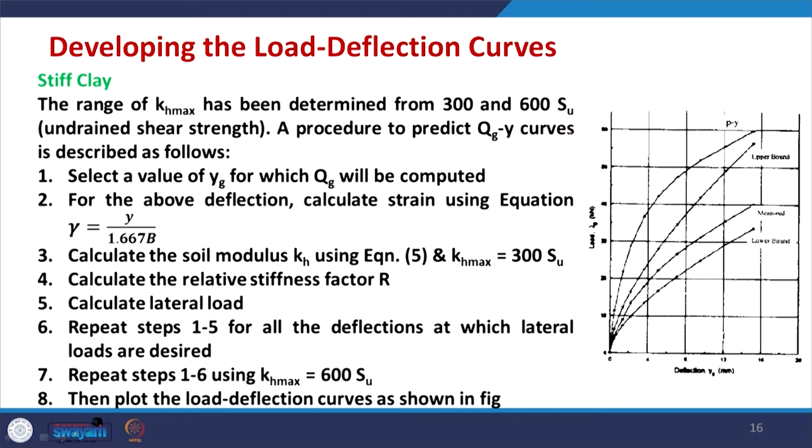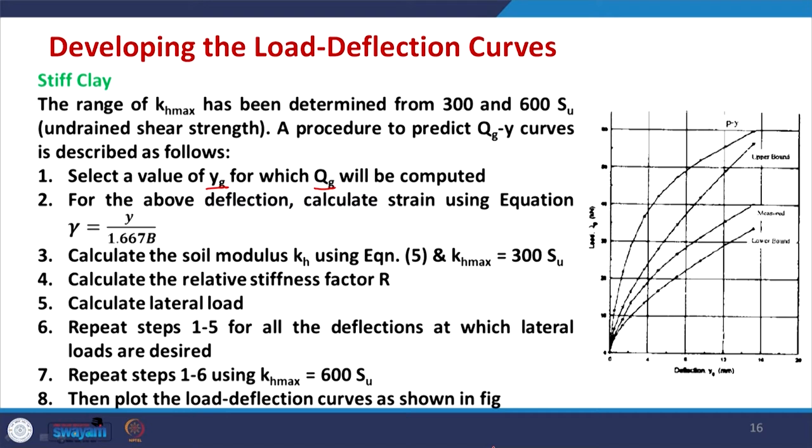Select a value of yz for which qz will be computed. A value of yz is given, which may be a permissible value of the deflection, and qz is our unknown. Once you know the value of yz, you can calculate the strain from the relation gamma equals y divided by 1.67 b. So, for the given permissible value of deflection, you can find the maximum strain.